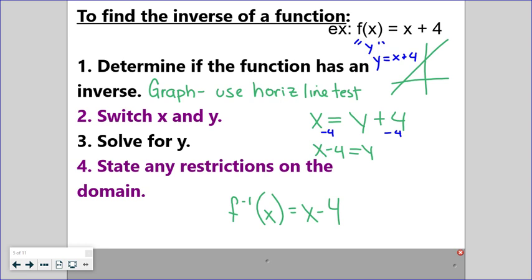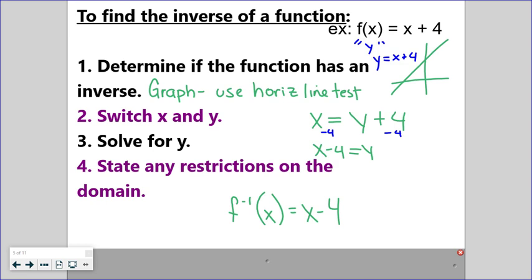The last step is state any restrictions on the domain. This should go unsaid for all of it. If we ever have a restriction on our domain, we're always going to have to say what that is. So if it's ever a fraction, if it's ever a radical, if it's ever a radical in the bottom of our fraction, we have to comment on the domain, okay? We don't have a restriction on this domain. It's not a fraction, radical, radical in the bottom of a fraction, so we don't have to say anything. It works for all x's. Any questions on the steps?